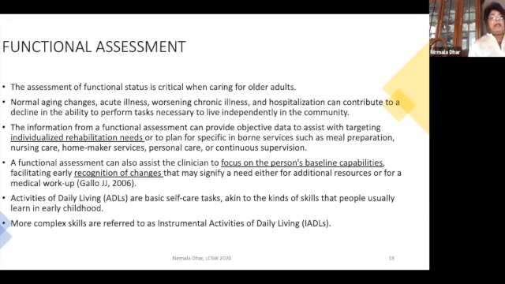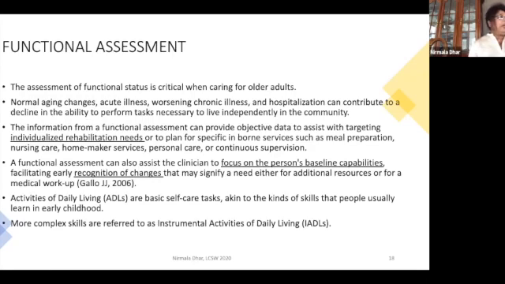Activities of daily living are basic self-care skills, the kind of skills that people usually learn in adulthood. And we're going to talk about them. And the more complex skills are referred to as instrumental activities of daily living. So you're assessing those too in your functional assessment.